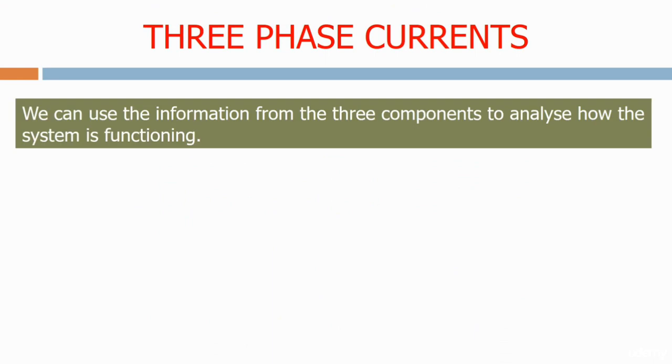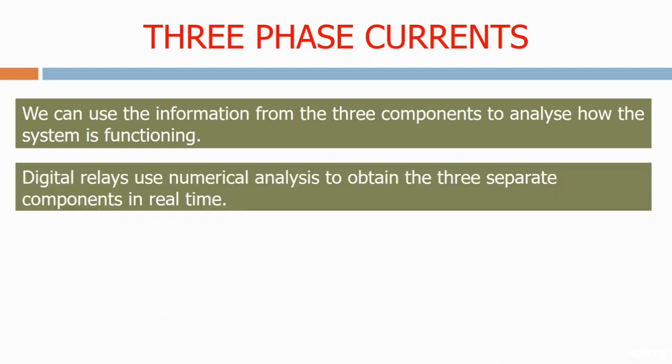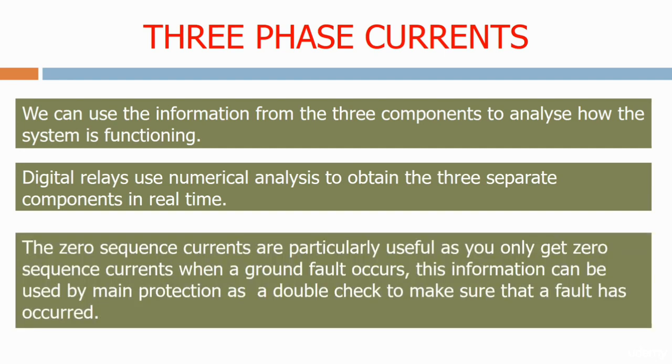Why do we bother doing this? Well, we can use the information from the three components to analyze how the system is functioning. Digital relays use numerical analysis to obtain the three separate components in real time. The zero sequence currents are particularly useful, as you only get zero sequence currents when a ground fault occurs. This information can be used by main protection as a double check to make sure that a fault has actually occurred.